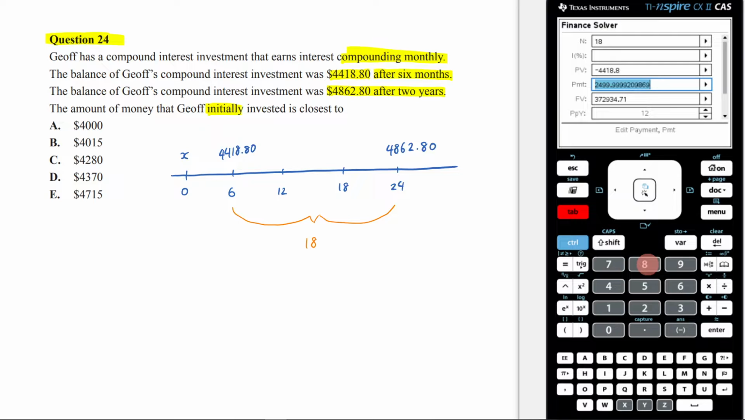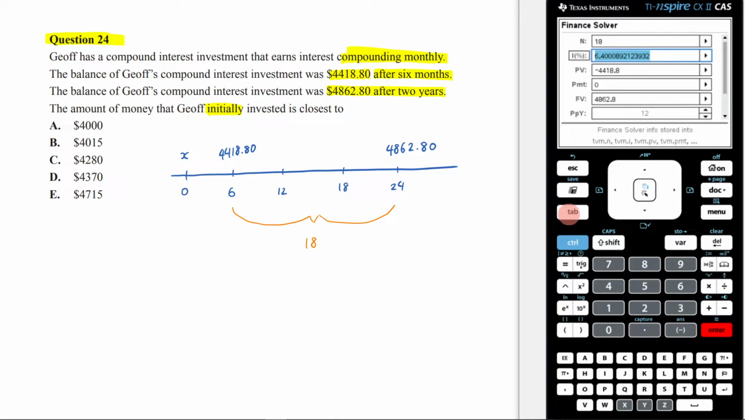My PMT, now this is compounding monthly. It's a compound interest investment, meaning I'm not making any payments into this, nor am I taking money out of it. My future value is going to be 4862.80. Now it's compounding monthly, so that's 12, that's 12. Now I can figure out what the interest is on this. It's going to be 6.4%.